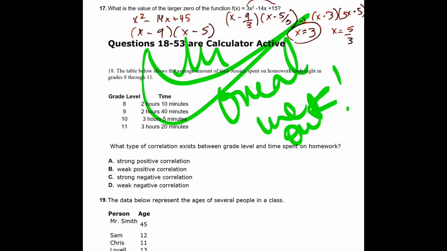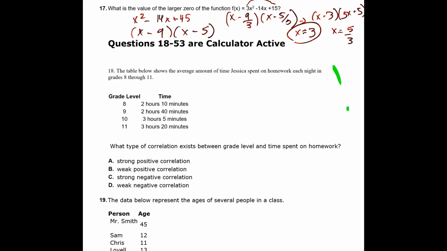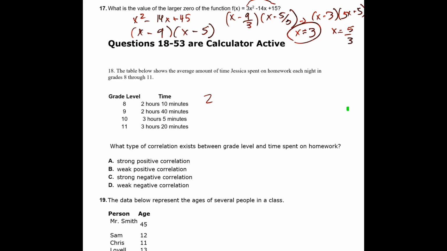So it says, what type of correlation exists between the grade level and time spent on homework? Some hints on this problem: you can put this in hours form. So you can have 8 and then 2 hours and 10 minutes. 2 hours and 10 minutes will be 2 hours plus 10/60ths, which gives you 2 and 1/6, which is 2.16 repeating, or 2.167, whatever.